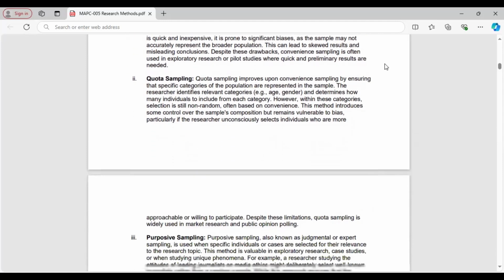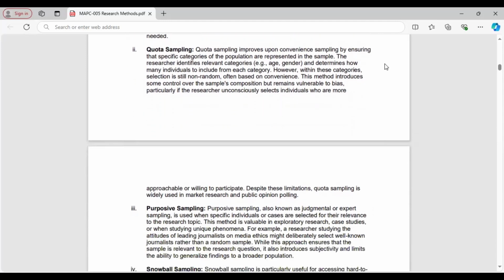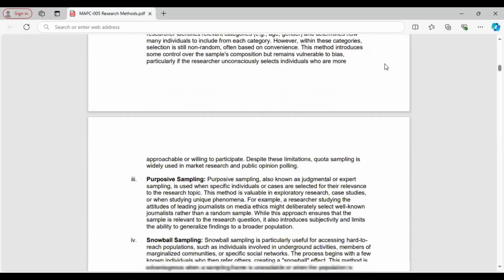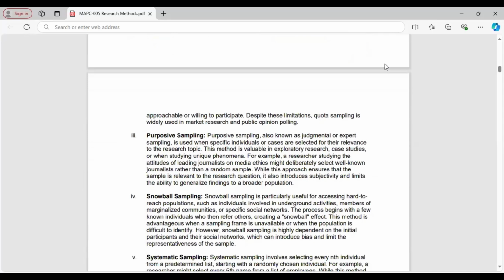Purposive sampling, also known as judgmental sampling. This method targets specific individuals relevant to the research topic. It's useful in exploratory research, but may introduce subjectivity and limit the ability to generalize findings. Snowball sampling, particularly useful for accessing hard to reach populations. This method starts with a few known individuals who then refer others, creating a snowball effect. While it's effective, it can be biased based on the initial participants' network.